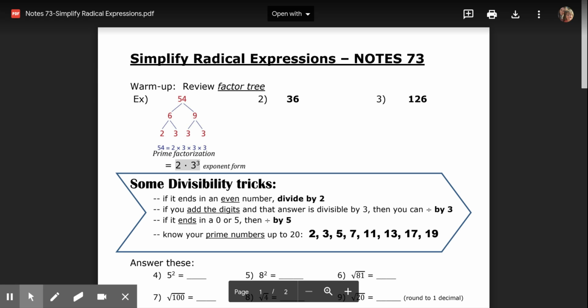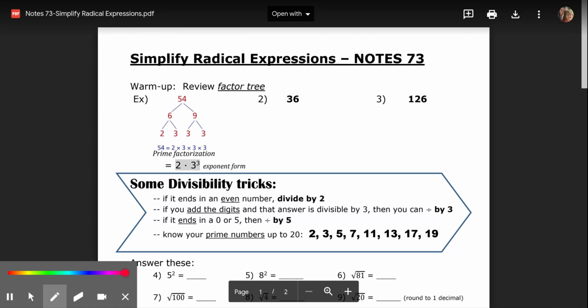So we're going to talk about simplifying radical expressions. The first thing we need to make sure that you understand is the reviewing of the factor tree. So if I started with 54 right here, and then you just pick any two factors, I picked 6 and 9. You can break 6 down into 2 and 3 and 9 down into 3 and 3. So your prime factorization is 2 times 3 cubed.